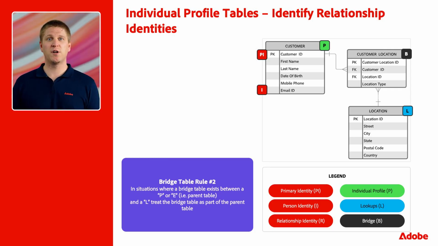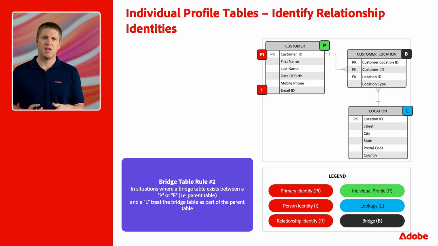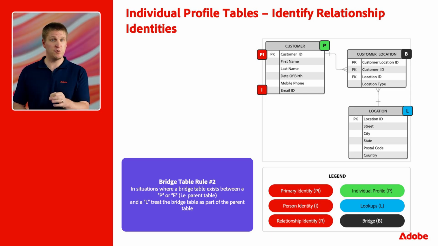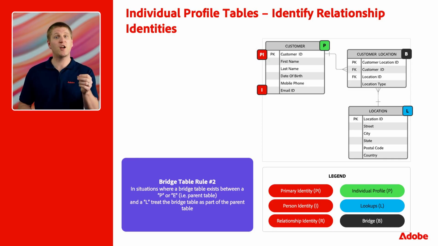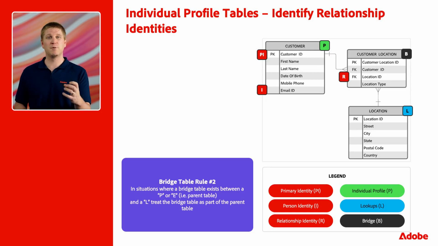Next, we want to identify any relationship identities that link to the lookup tables. At this point, bridge table rule number 2 kicks in because the relationship is always going to be marked on a field likely within your bridge table. In this case, the location ID field within the customer location table. This field is not part of the customer table, but because of bridge table rule number 2, you can treat it as if it is. Therefore, the location ID field is labeled with an R on that table.